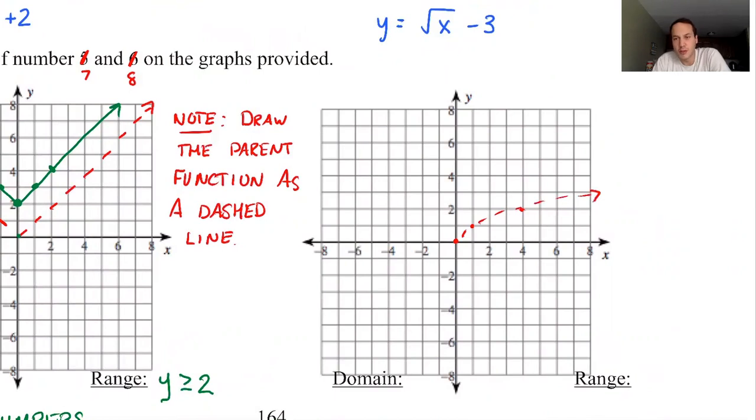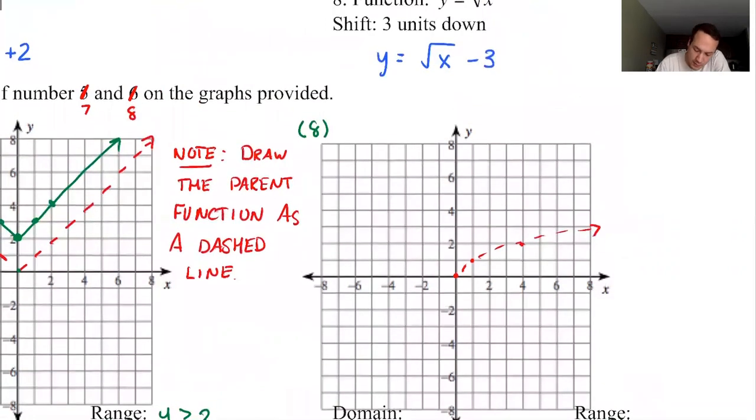Remember, once you get more familiar with these, you'll see these will be very quick for you. And then this is the graph of number 8. So now that I have that, this one got shifted 3 units down. 1, 2, 3. 1, 2, 3. 1, 2, 3. Here's my new graph.